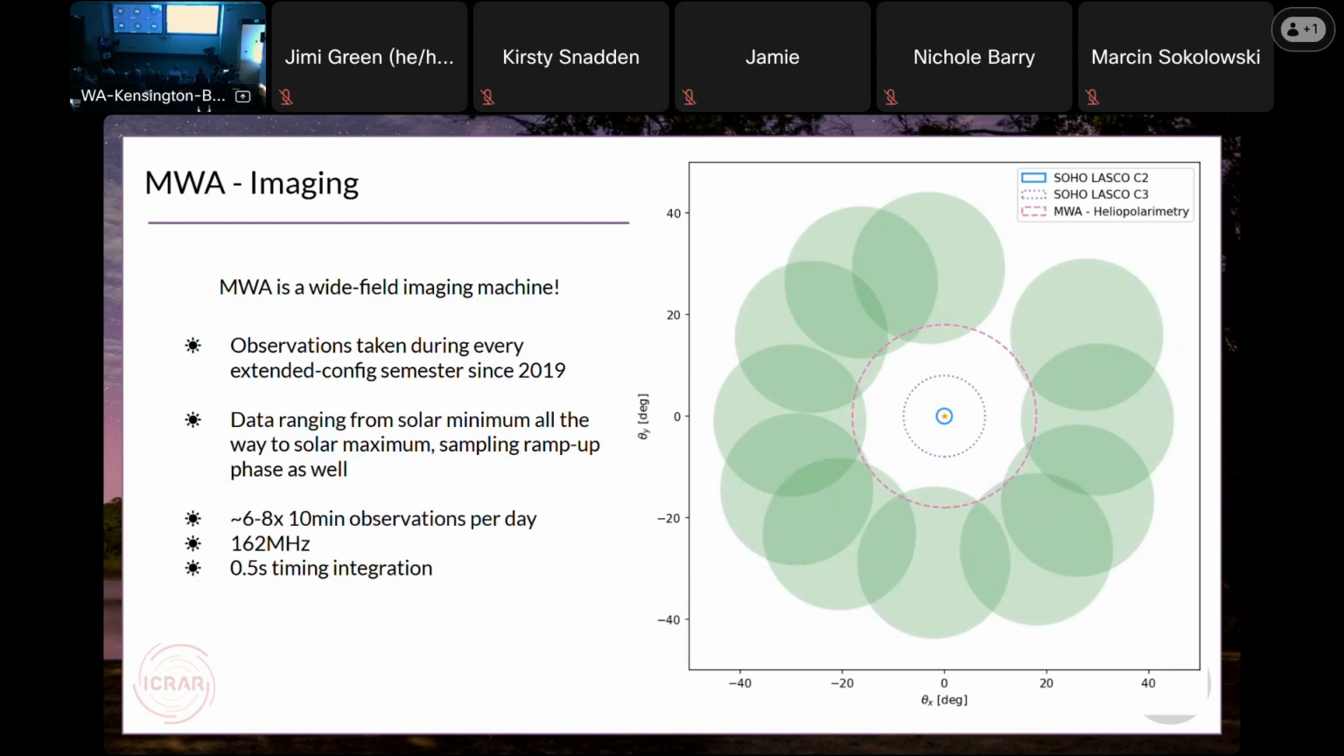So this is the whole set of pointings that we can choose from. We only pick 6 or so every single day at 116 megahertz for 10 minutes. But more specifically, they have a timing integration of 0.5 seconds. It's short enough to pick up and resolve out the IPS itself, which is on about a seconds timescale.